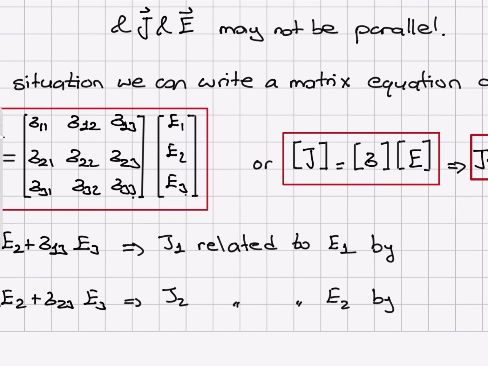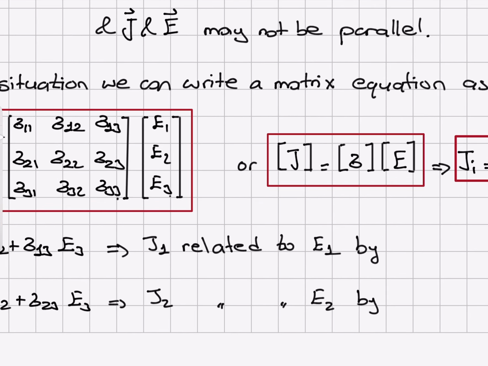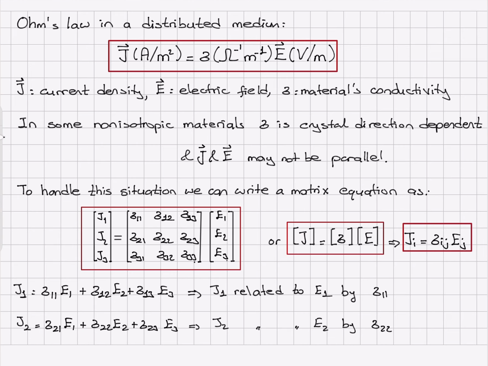So J1 is related to E1, for example, how? By sigma 1 1. J2 is related to E2 by sigma 2 2. All right, so this is sigma 1 1 and this is sigma 2 2. So basically that's this equation written in Einstein summation notation explicitly. We see these dependencies.